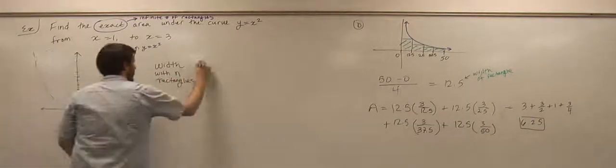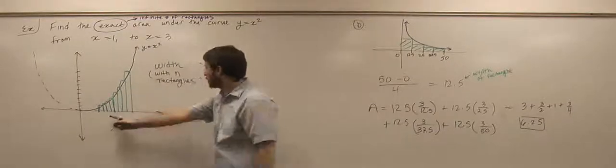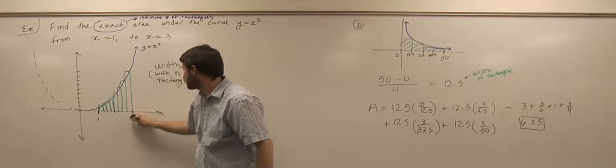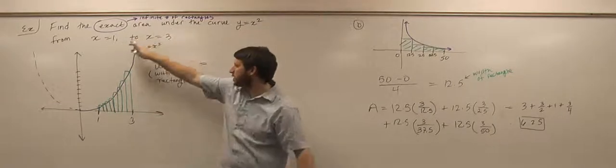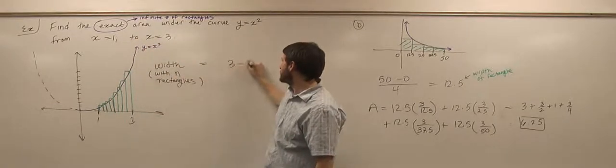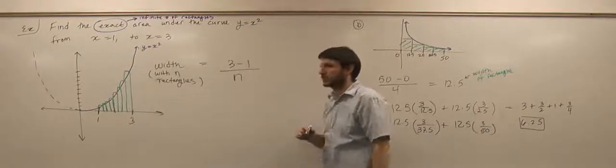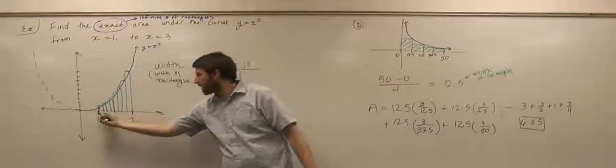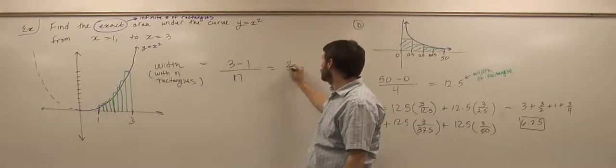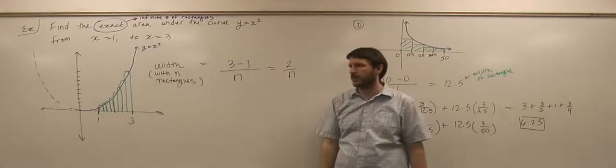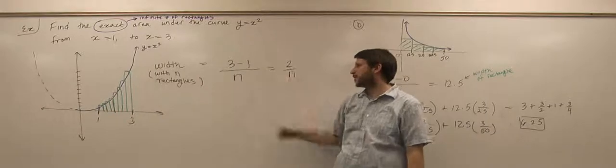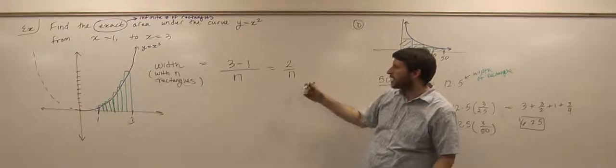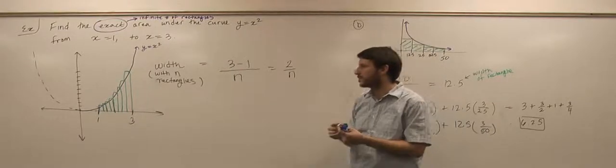So with n rectangles, I have to cover this distance here from x equals 1 to x equals 3, because that's what it says here. I have to cover this distance, but I do it in n subdivisions. So the width of each rectangle is going to be 2 over n. If I had 4 rectangles, it would be 2 over 4. If I had 10 rectangles, it would be 2 over 10. But I want to keep it in n so I can let n go to infinity.